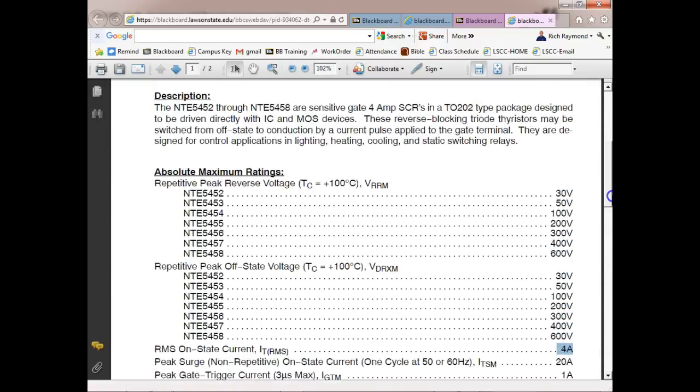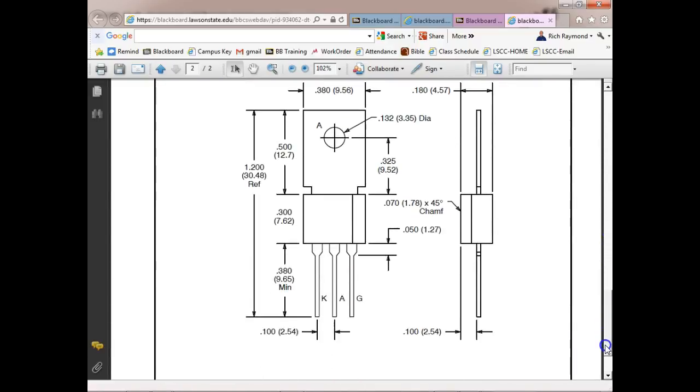Everybody understand? And you can find the gate and the cathode. With your meter, you can't identify the anode, but you can identify the gate and the cathode because it's a P-N junction that you could forward bias.